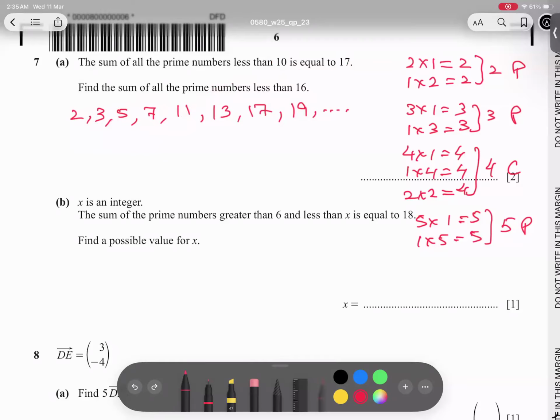Basically, he's saying we have to find which number. For example, 11 plus 13. Okay, we have another thing here: the sum of all prime numbers less than 16. The first condition said that the sum of all prime numbers less than 10 is equal to 17. So the point is very clear. And now he's asking us to find the sum of all prime numbers less than 16.